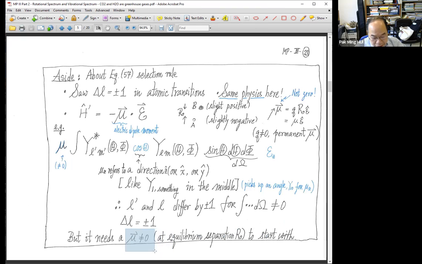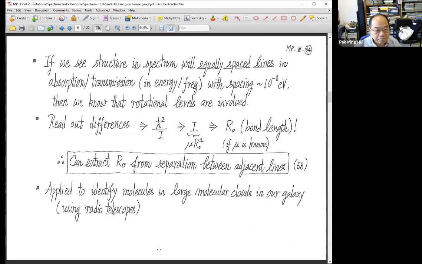So this is an additional requirement in molecular physics. I already mentioned this several times. We can use this rotational spectrum to extract the equilibrium separation, or the bond length. And in astrophysics, radio telescopes probe around this range, okay? And this microwave probing is also being used in astronomy.